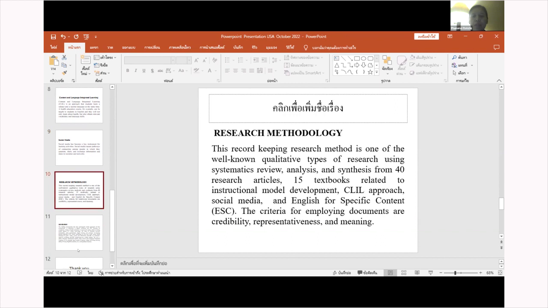Research methodology. The research method is one of the well-known qualitative types of research, using systematic review, analysis, and synthesis from 40 research articles and 15 textbooks related to instructional model development, the CLIL approach, social media, and English for specific content. The criteria for employing documents are credibility, representativeness, and meaning.